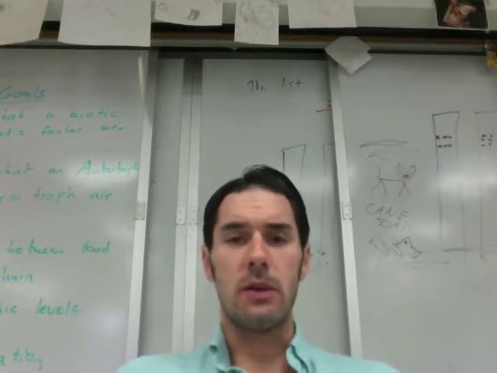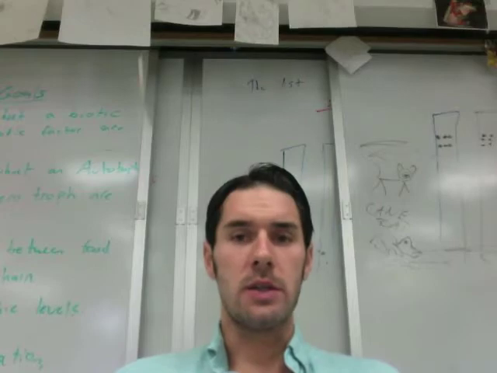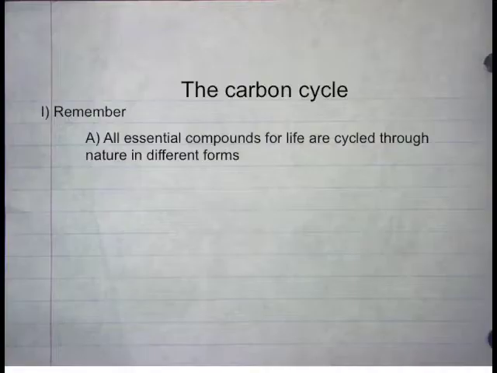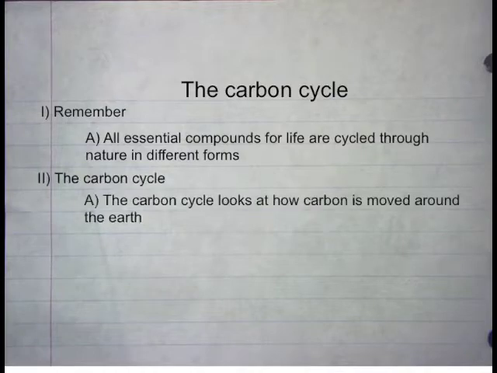Let's first remember what matter is, and matter can't be created or destroyed. Remember, all essential compounds for life are cycled through nature in different forms. The carbon cycle looks at how carbon is moved around the Earth. The carbon cycle is most often associated with fire. However, we'll see that that is only one small part of the carbon cycle.